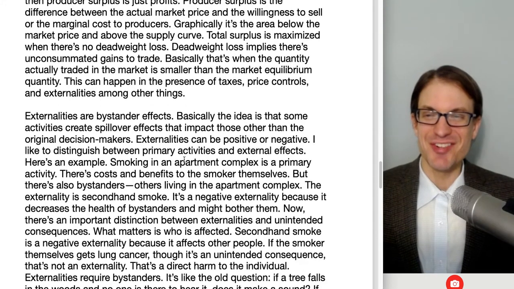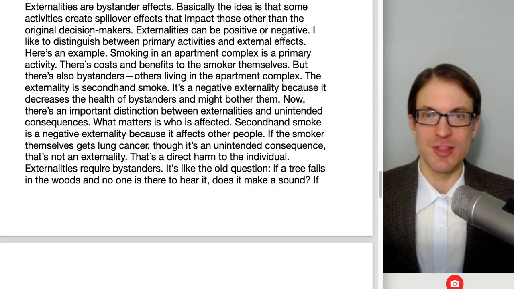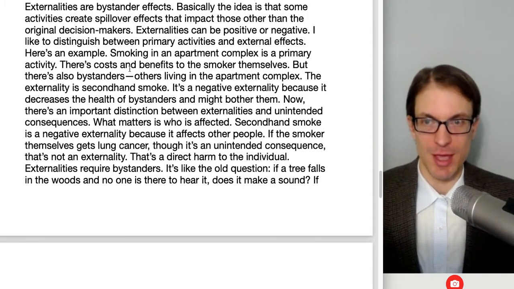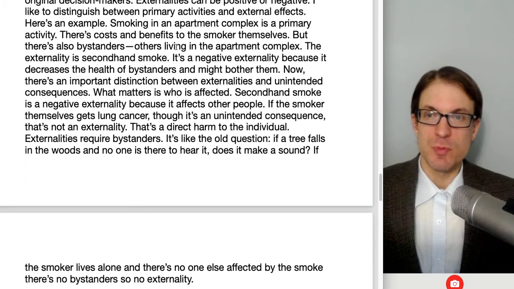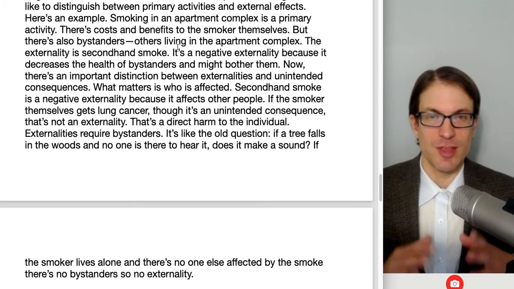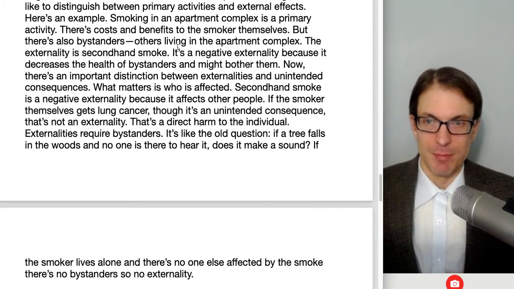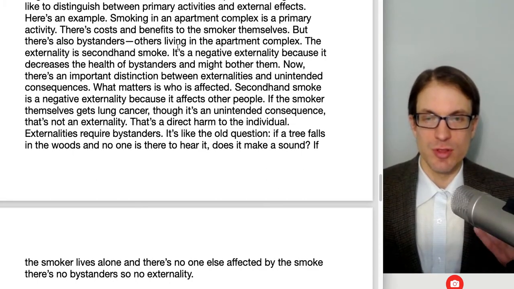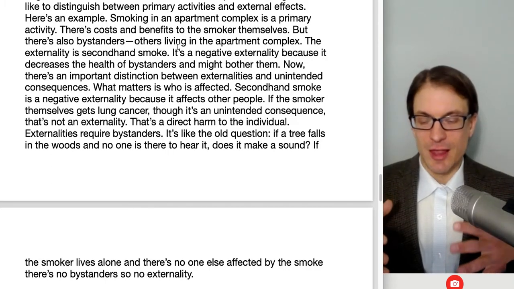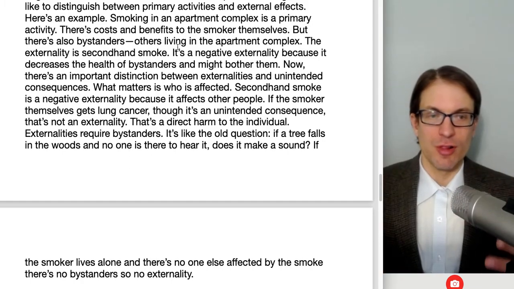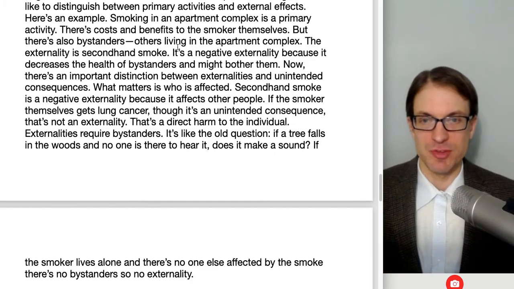So what are externalities? Externalities are bystander effects. Basically, the idea is some activities create spillover effects that impact those other than the original decision makers. Externalities can be positive or negative, they can be good or bad, and I like to distinguish between primary activities and external effects to help keep everything clear. So here's an example. The primary activity is smoking in an apartment complex. There are costs and benefits to the smoker themselves, but there are also bystanders, others living in the apartment complex. The externality is secondhand smoke because it's an external effect that's going to affect bystanders. It decreases the health of the bystanders and might bother them to smell the smoke and so forth.